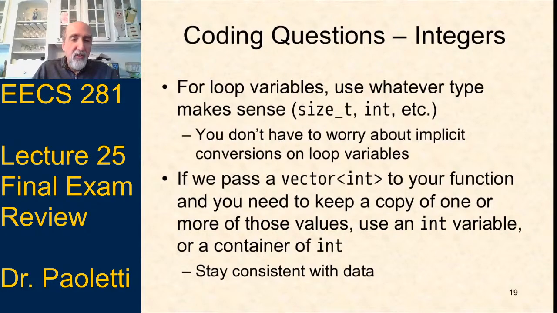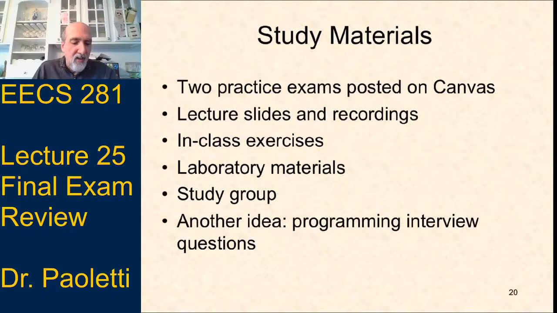For loop variables, you should be using whatever type makes sense to you, so size_t, int, etc. We don't make the compiler super pedantic about types on the autograder, although you should be consistent with what we give you. So if we give you a vector of integers, then use integers for the contents of the vector and whatever you do with that contents.